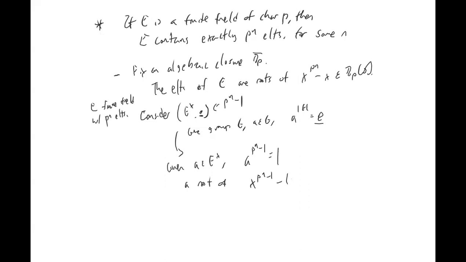And that's pretty much it, because if we add in 0, this thing, if I factor it out, is x times x to the p to the n minus 1 minus 1. So this is the root 0, and this is all the non-zero elements. Does everyone agree or follow?